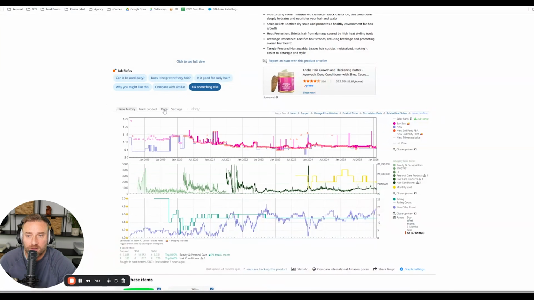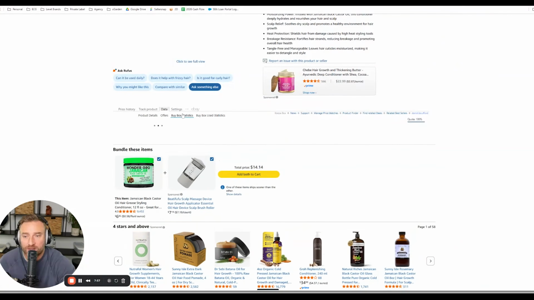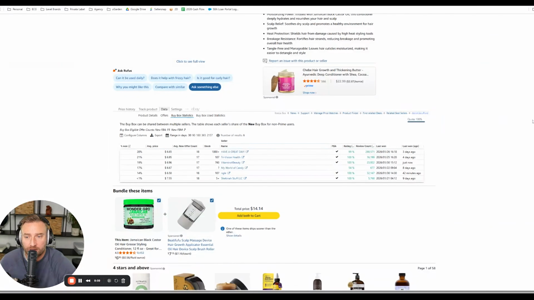And now let's go into data and then buy box statistics. And this will show the percentage buy box that various sellers are getting over the last 30 days or so. So we'll let that load for a second. Here we go. And this is another positive thing that I like to see. You're seeing buy box percentages, and you can see that they're relatively equal, 28, 21, 19, 17, 14. This is actually a good sign.